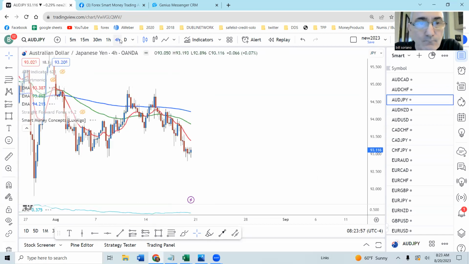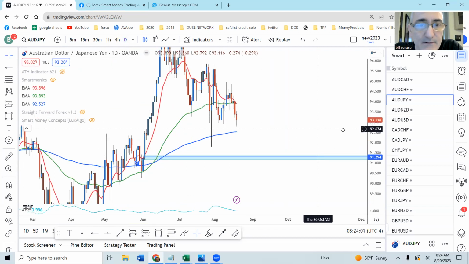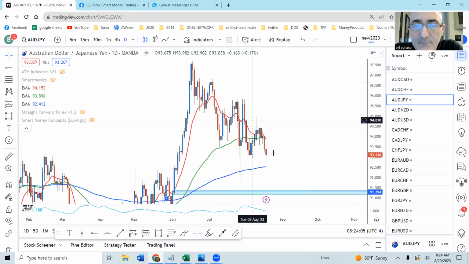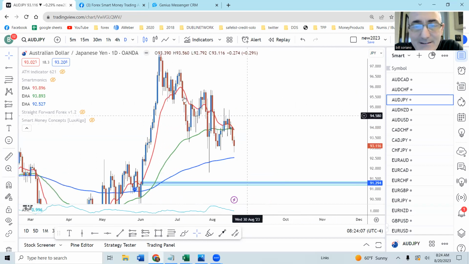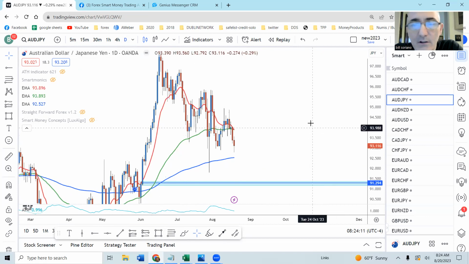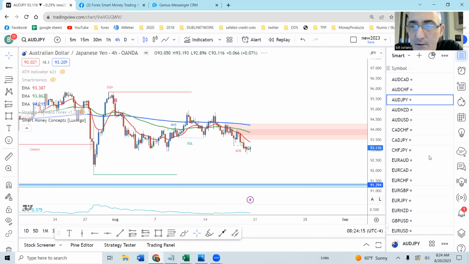AUDJPY. First, we always want to go to the daily chart and see what the order flow is. The order flow here was very bullish, right? We do see these couple of moves down here, but this isn't sufficient here. This really, to me, isn't even a choke. So let's see what we're looking at here. We're trying to go bullish.